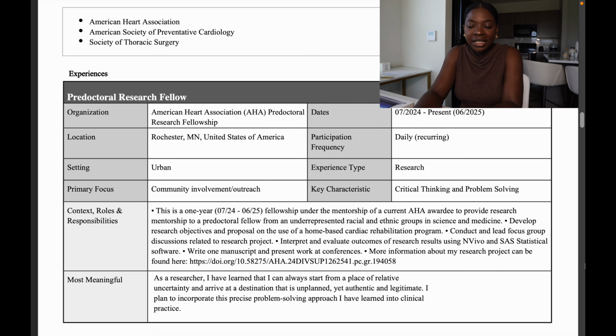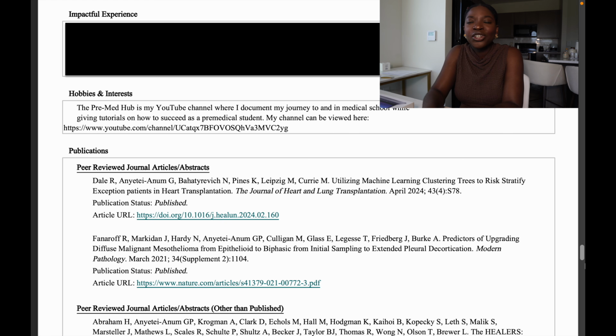The next part of the application, which I highly recommend you talk about if you have an experience, is the impactful experience. I like this section because it's kind of vague. They don't tell you exactly what you're looking for, so you can write anything. Basically, any life experience that you feel has impacted your trajectory to get into medical school, your way of thinking, your way of life, that you feel is important to highlight, I'd recommend you do that. For me, I'm not going to be sharing what I wrote.